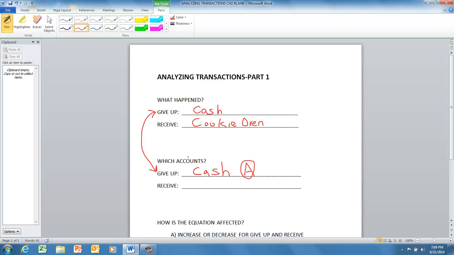Okay, now I need an account from the chart of accounts for the receive, and I have to make sure that I don't mix these up and put the account for the give up onto the receive line, because later on that's going to end up causing us problems. So it has to match. So now I need an account for the cookie oven. The cookie oven is something the business owns, and so I need an asset.